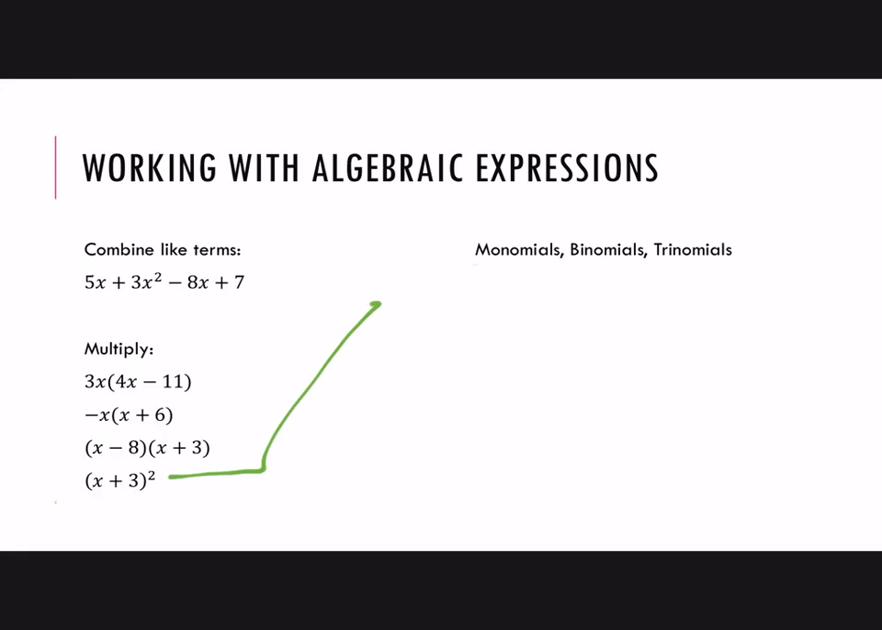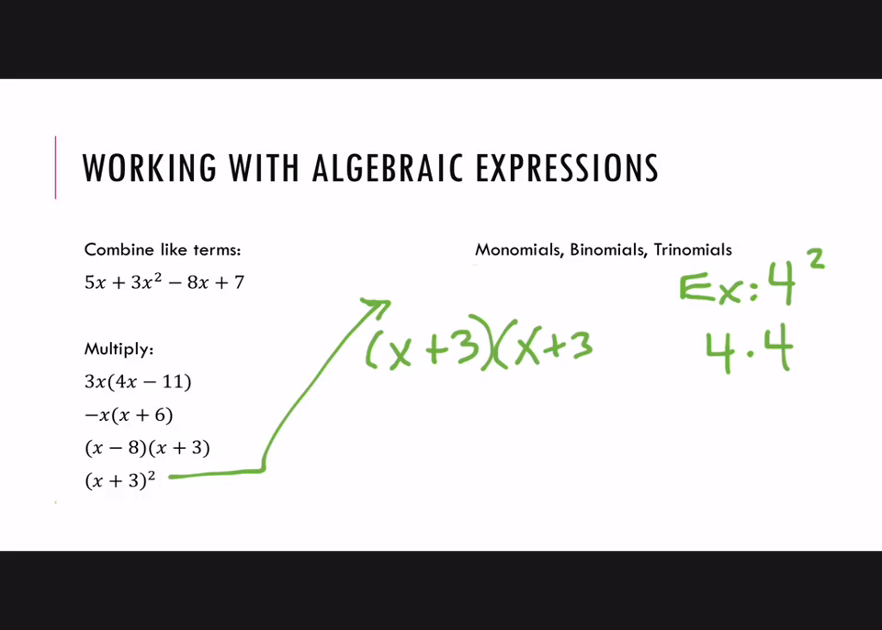We need to recall the meaning of exponents. Squared means whatever the base is used as a factor 2 times. So if I had 4 squared, then 4 is the base of that exponent, and the 2 tells me to use it as a factor twice, to multiply it times itself. So x plus 3 squared just means x plus 3 times x plus 3. And then we would multiply using the distributive property or FOIL again.